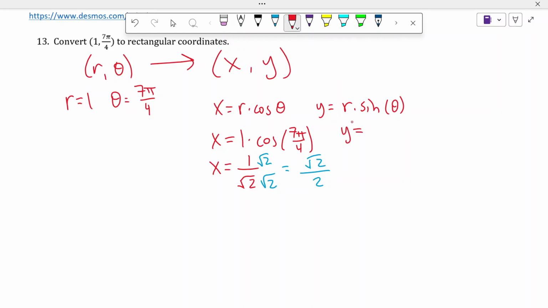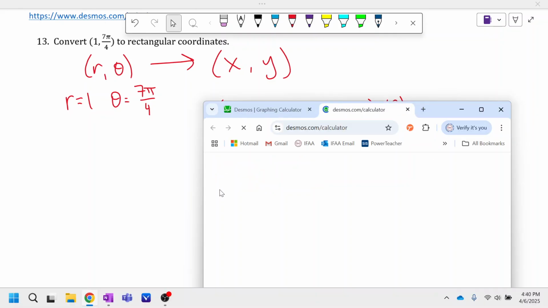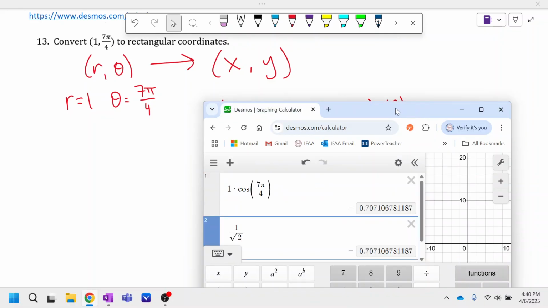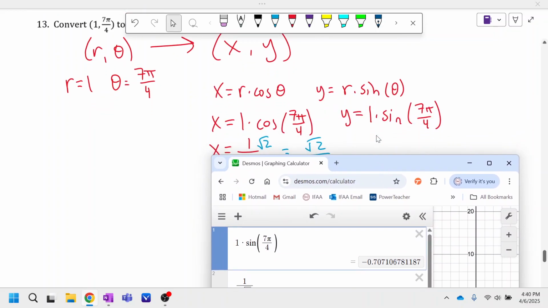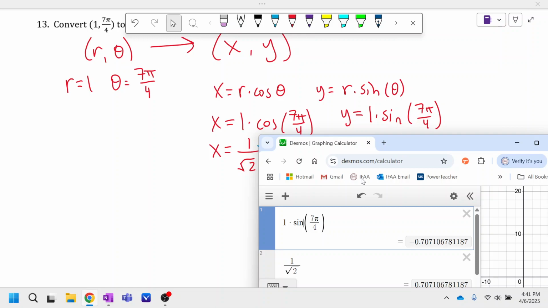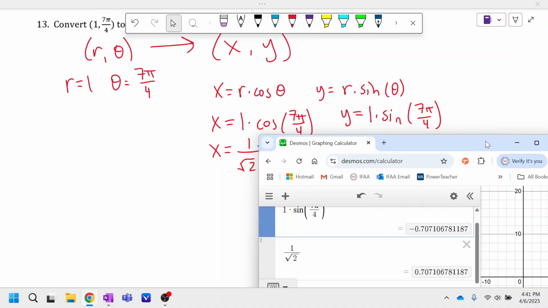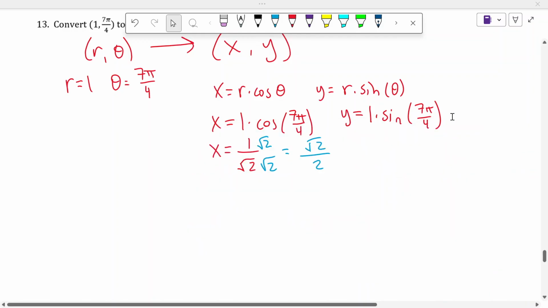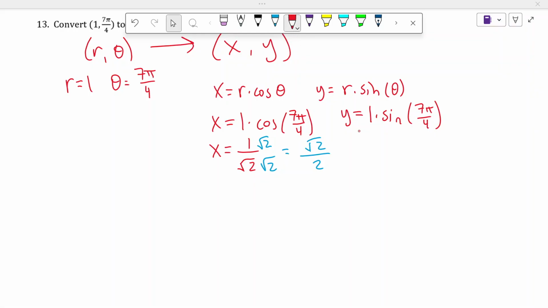So remember, y is equal to r sine of theta, so just plug it in. 1 times the sine of 7 pi over 4. Of course, if I go to Desmos, while I'm doing that, wait a minute, sine of 45-degree thingy, just like cosine. Okay, hold on. Let's just type it in. There it is. All right, so 1 times the sine of this thing is negative 0.707. Remember, that's 1 over square root of 2. This is just the negative version. Interesting. Let's jot that down.